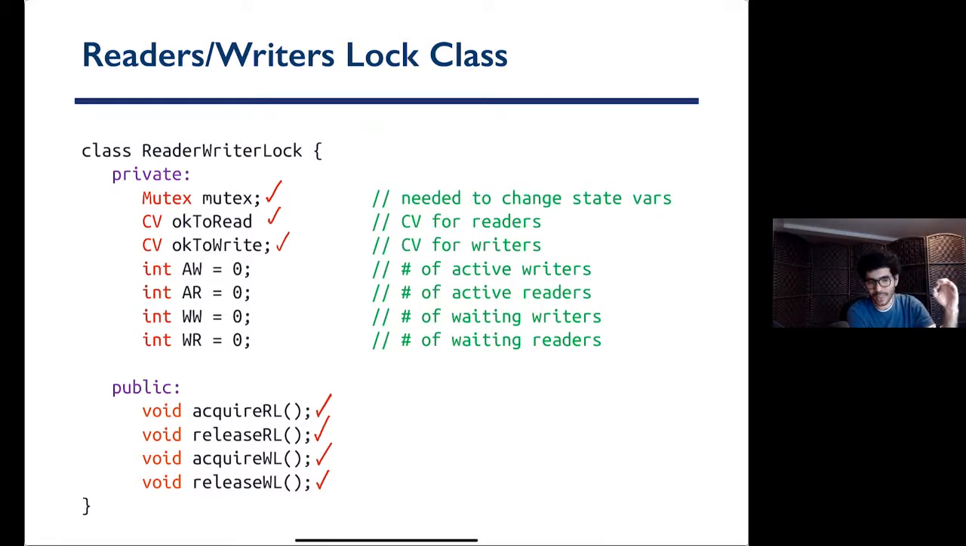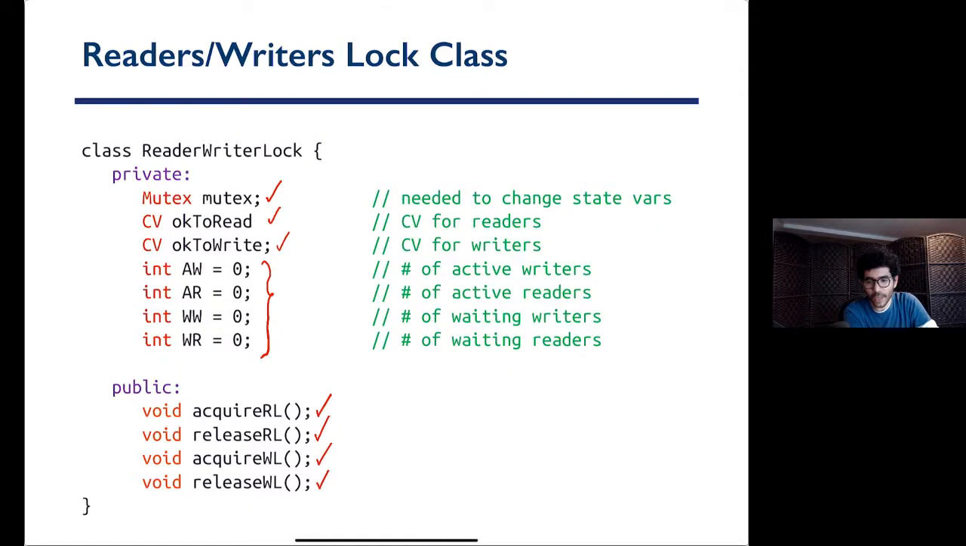Now, this is the most important part. This mutex, we're not going to use it to access the database, right? We're going to use it whenever we want to access the internal data of this class. Now, what are the internal fields of this lock class? Well, these are the four that we are going to use in this implementation. We're going to count the number of active writers, the number of active readers, the number of waiting writers, and the number of waiting readers.